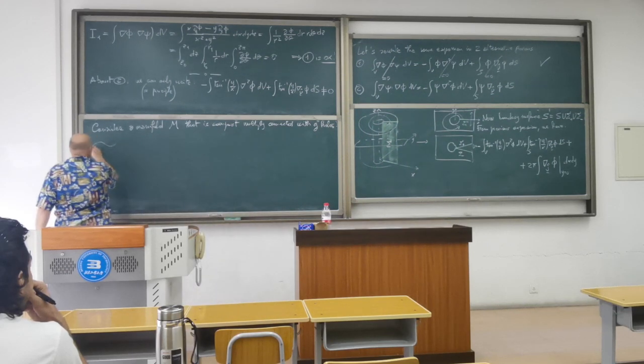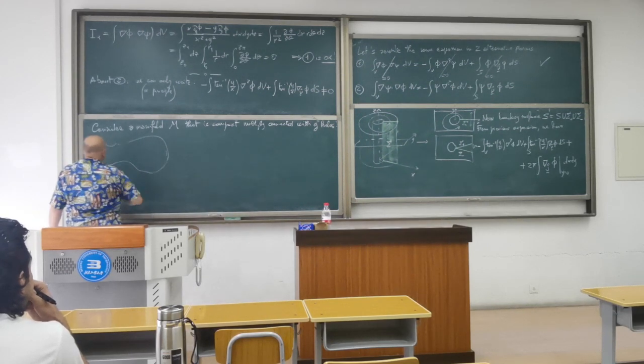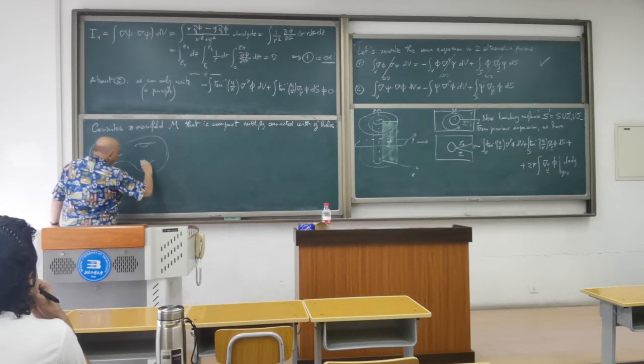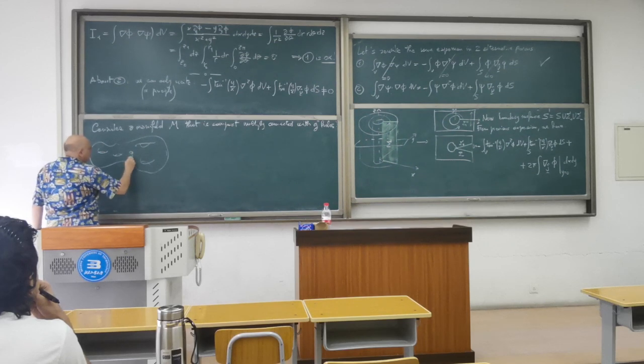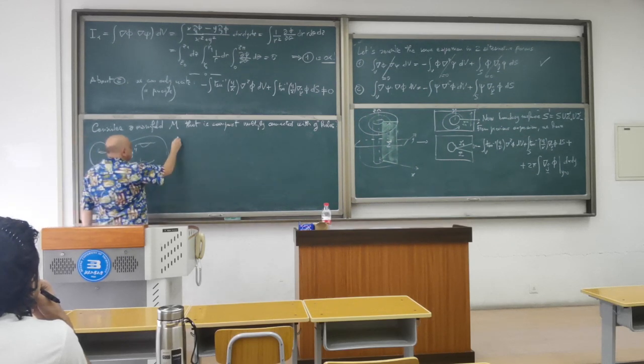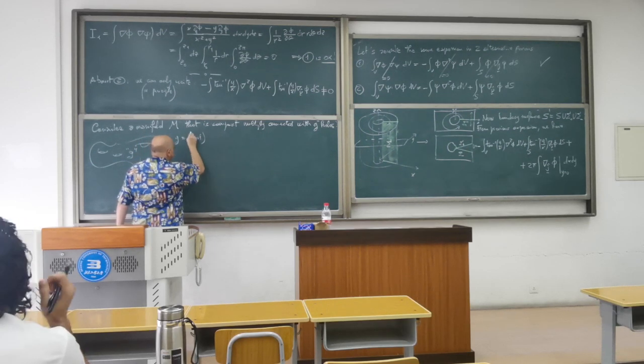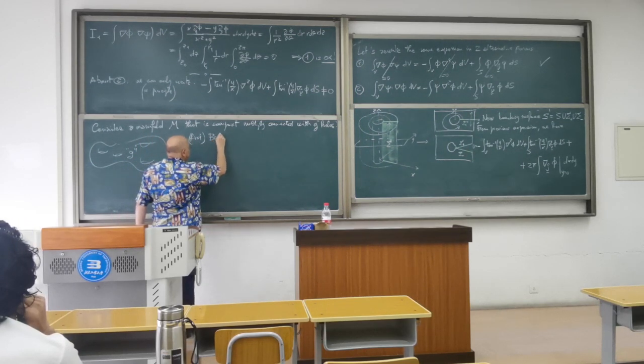So suppose we have a manifold in general, and there are a number of holes here, and these are G holes, and G is a Betti number, or the first Betti number, it doesn't matter.